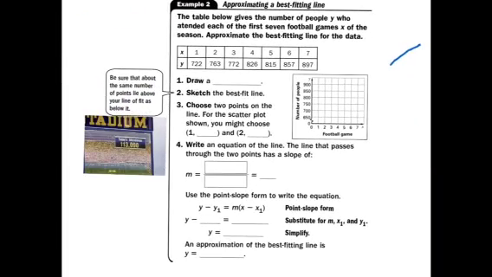The table below is the people who have attended each of the first 7 football games of the season. Approximate the line of best fit.